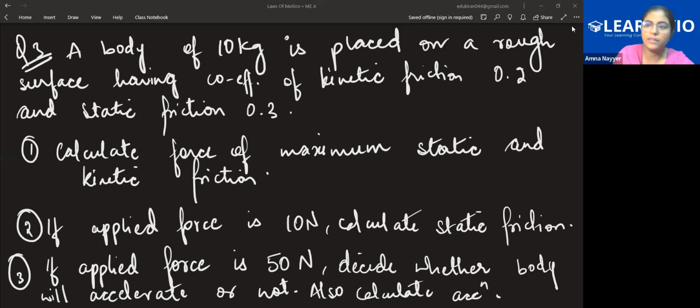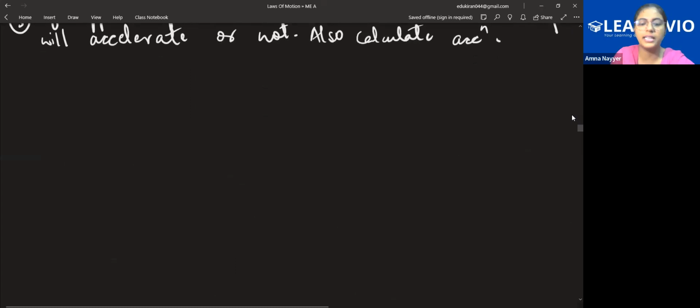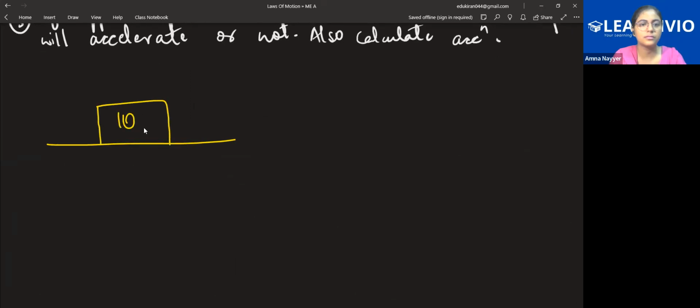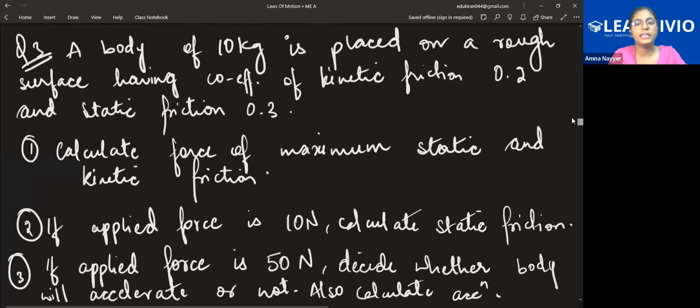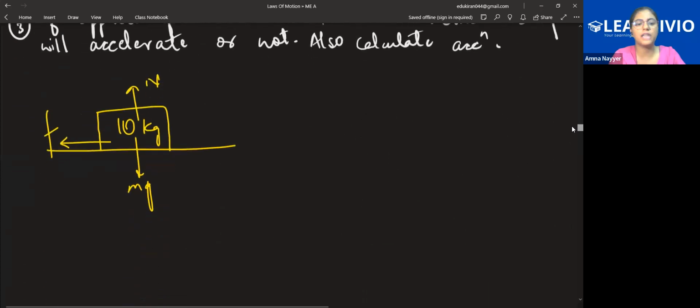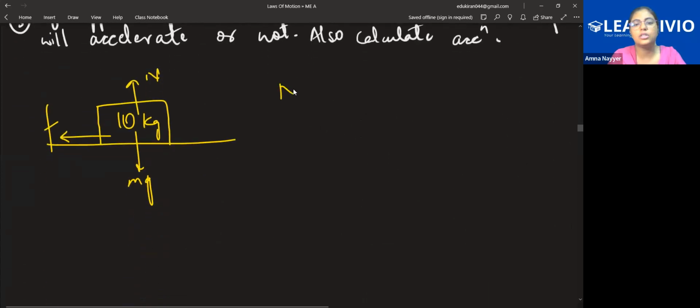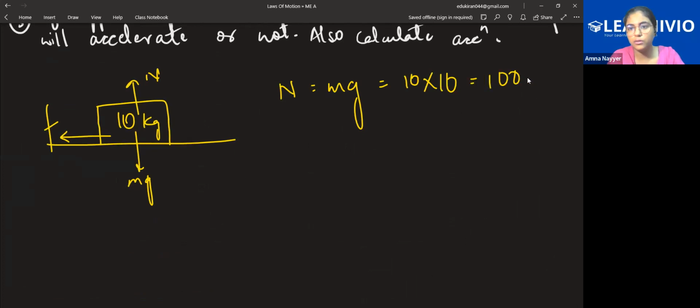So free body diagram, if you have a body of mass 10 kg, there's this body of mass 10 kg. So normal reaction above, mg below, and see frictional force will be acting in the opposite direction. Now, coefficient of kinetic friction is 0.2, static friction is 0.3. So see here in this case, N is equal to mg, which is equal to 10 into 10 equal to 100 Newton, because this is a force itself.